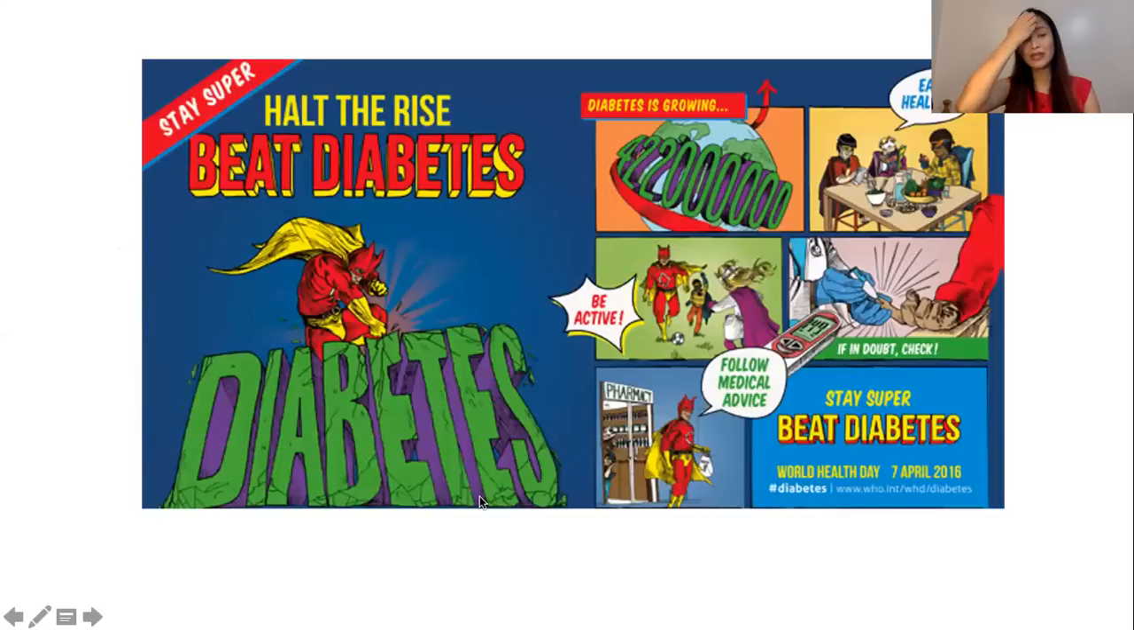So together we can halt the rise and beat diabetes. I hope when you become primary care providers or subspecialists, you will not forget diabetes, because it is one of the most important comorbidities that really reduces the quality and quantity of life of our patients. But if it's well controlled and well treated, patients with diabetes will live long and fruitful lives. So together let's beat diabetes.